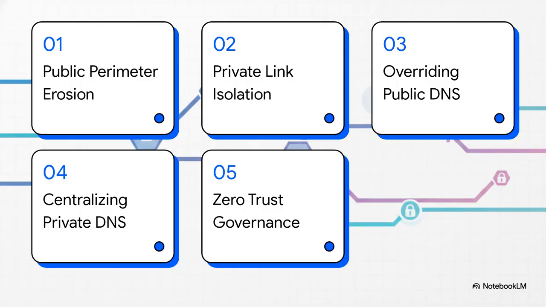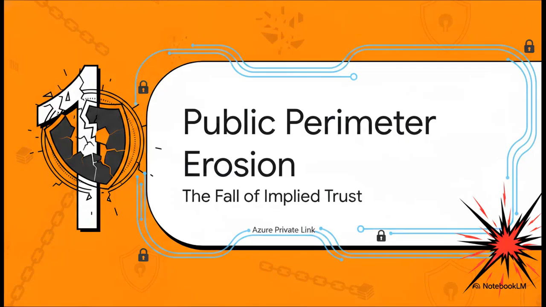Okay, let's quickly run through our agenda. Number 1. The public perimeter erosion. 2. Azure Private Link isolation. 3. Overriding public DNS settings. 4. Centralizing private DNS zones. And 5. Automating Zero Trust governance. Let's dive right in. Section 1.